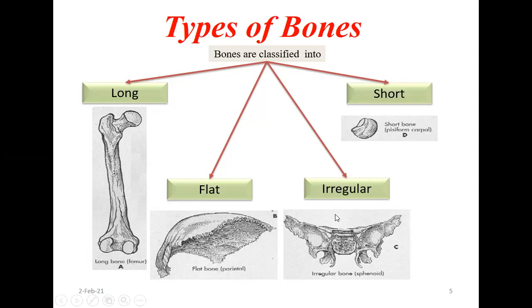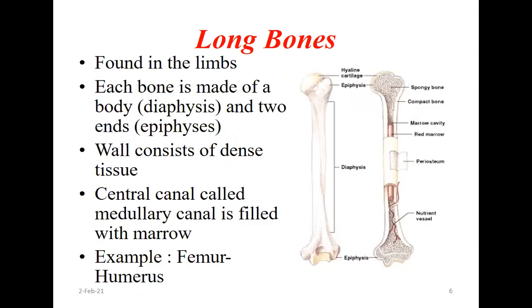Then there are some bones which do not fit into any of them. They are neither long, nor short, nor flat. So they are called irregular bones. Like this is the sphenoid bone, which is the best example of an irregular bone. These are the four different classifications of the bones, four types within the bones.